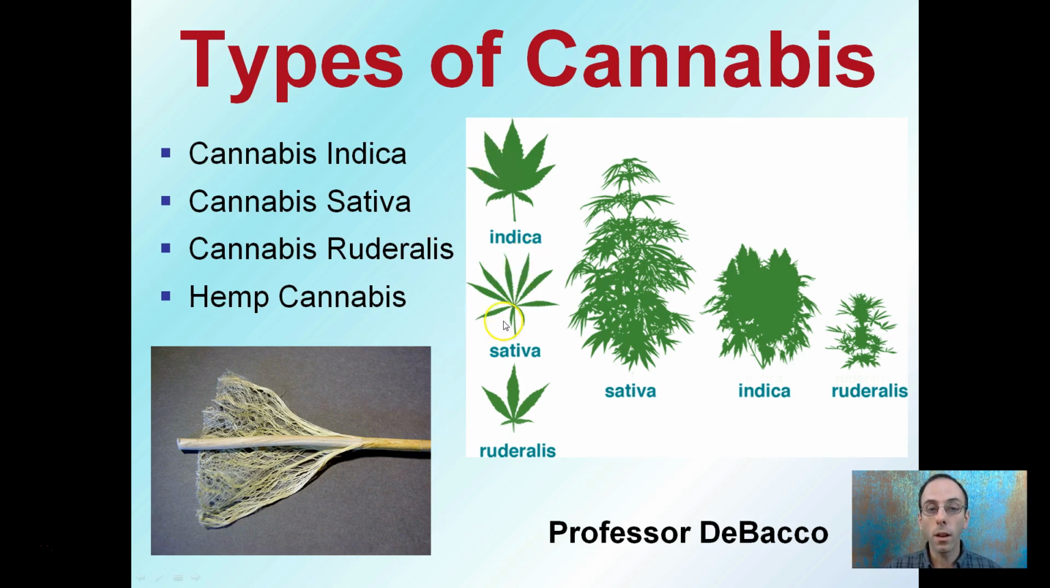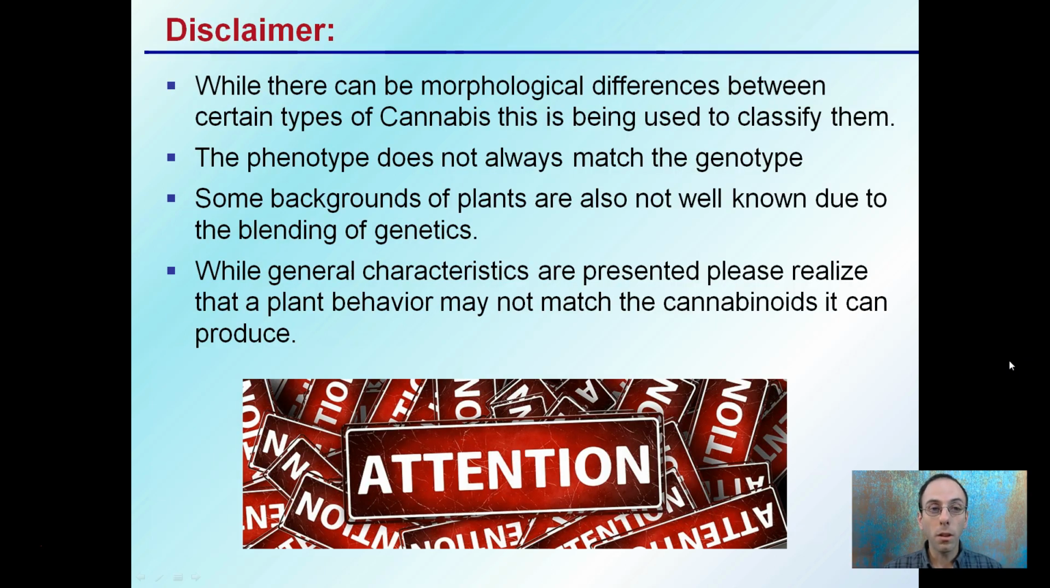So Indicas, Sativas, Ruderalis, and Hemp Cannabis may have different looks or different morphologies, but the actual difference between these plants may not be as great as you may think. I put this disclaimer here because there are different morphologies that allow us to classify this cannabis, and that's typically what's used to denote them into different categories. However, the phenotype does not always match the genotype.